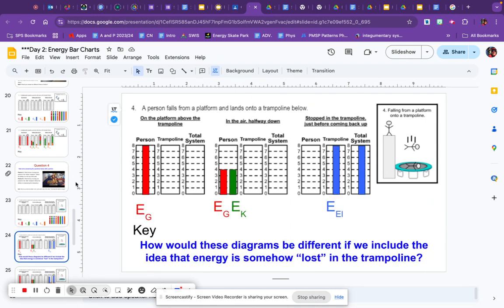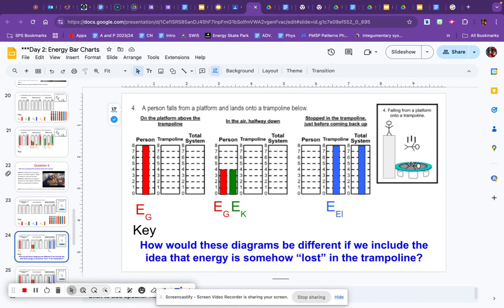So at the beginning, the person had potential energy because they're way up top, and the total system should have been 8. When the person was moving, it had kinetic because it was moving, and potential because it's still above ground. 4 and 4, total system was 8.